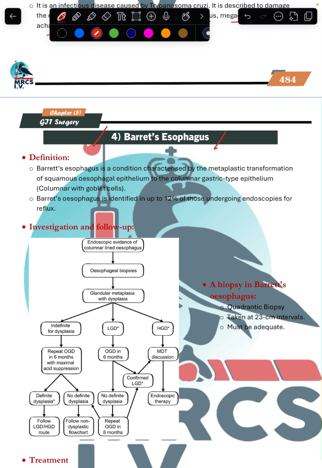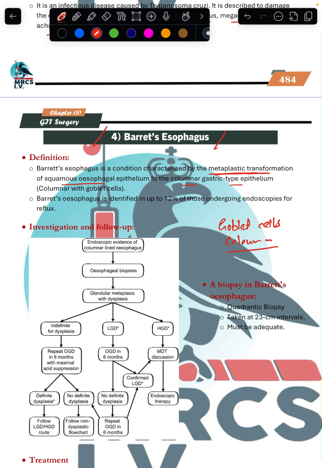Barrett's esophagus is a condition characterized by metaplastic transformation. This is metaplasia of the squamous esophageal epithelium. What is the type? It is squamous esophageal epithelium changing to columnar-type gastric epithelium with goblet cells. This is the question: goblet cells, columnar, means a glandular type of epithelium, from squamous to columnar.